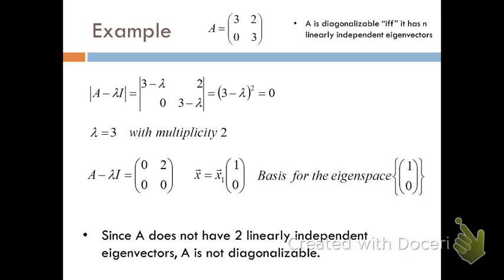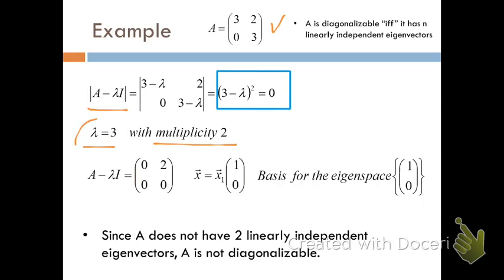Now let's look at another example where A is equal to this 2 by 2 matrix here. Let's find our eigenvalues by finding the determinant of A minus lambda I. Doing so, we get (3 minus lambda) squared is equal to 0. So lambda is equal to 3 is our eigenvalue, but it has multiplicity 2, which means it's occurring twice.